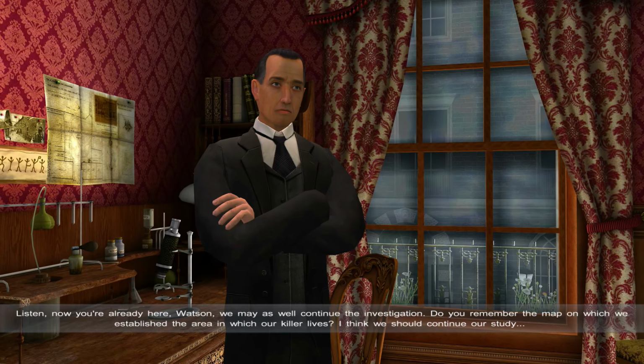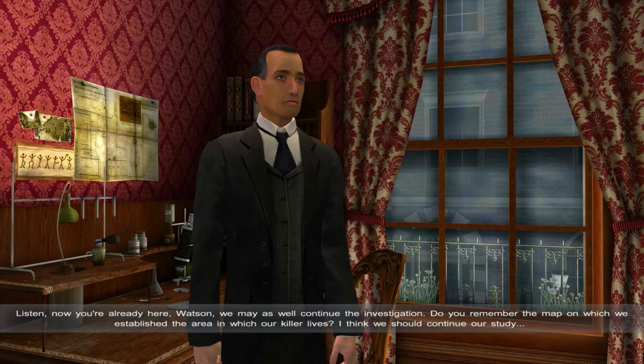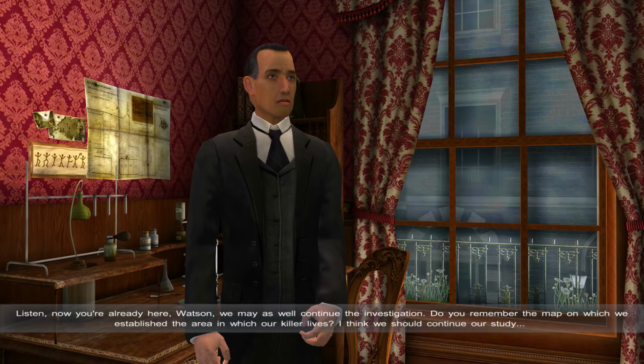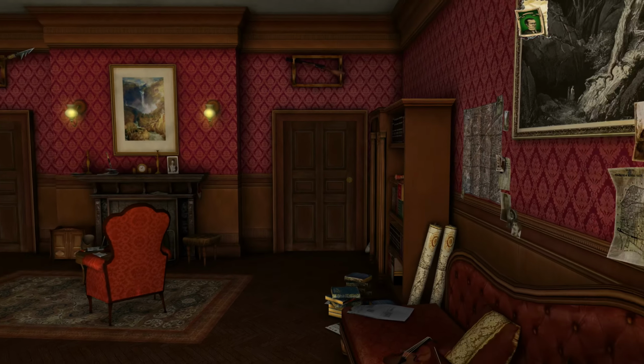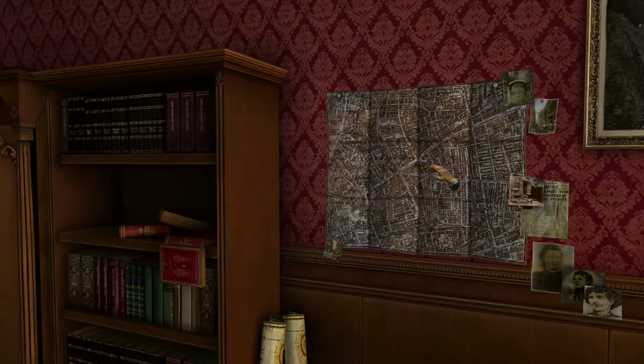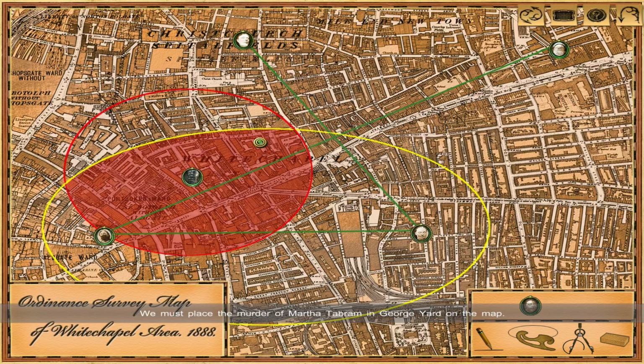Really? Listen, now you're already here, Watson, we may as well continue the investigation. Do you remember the map on which we established the area in which our killer lives? I think we should continue our study. Well, I discovered the case of another murder before that of Bucks Row. It happened in George Yard. We shall put it on the map in order to see if it corresponds to our area of research. We must place the murder of Martha Tabram in George Yard on the map.